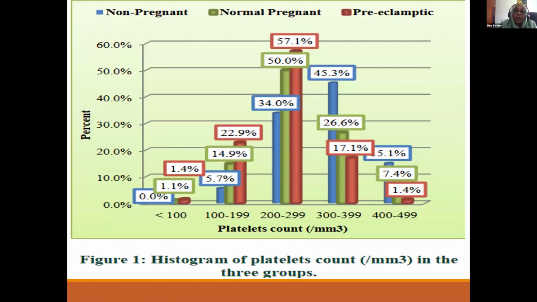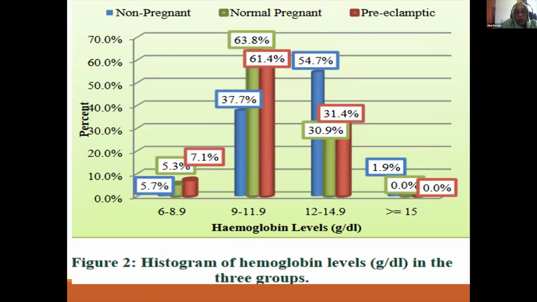Here, this histogram of platelet count shows the differences in levels for the platelet count for the three groups, starting from less than 100,000 platelets per cubic millimeter up to the 499 level. And as you can see, most of our cases for the preeclamptic lie between 200 and 299. And also most of the cases between 100 and 199 were the preeclamptic cases. So there is a significant drop in the platelet count of the preeclamptic compared to the two other groups.